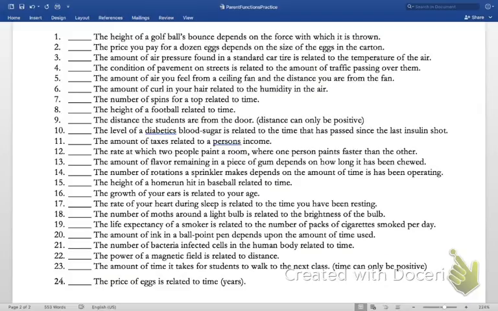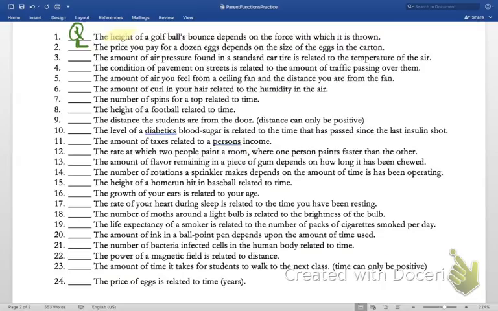Okay, so the height of a ball depends on the force at which it's thrown. So we're looking at height, right? Anytime I have a height of a ball, okay, so that's going to be a quadratic. The price you pay for a dozen eggs depends on the size. That's a linear. Okay, why is it linear? Because as the size goes up, the price goes up.